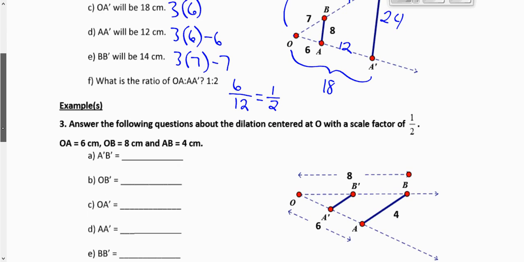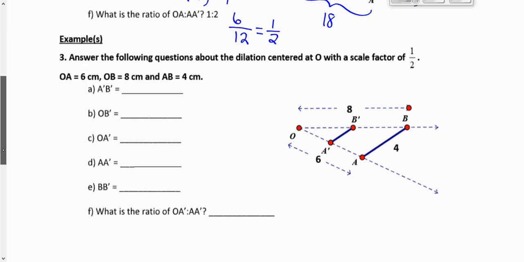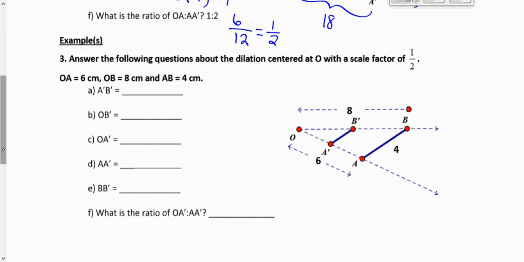All right, let's see if you guys can hack through this one down here, now that we've thought about it a little bit. I want everyone quietly working. Well, let's see. What'd you guys get for A prime B prime? 2 centimeters. Good. How about OB prime? 4 centimeters. Let's go with 4.